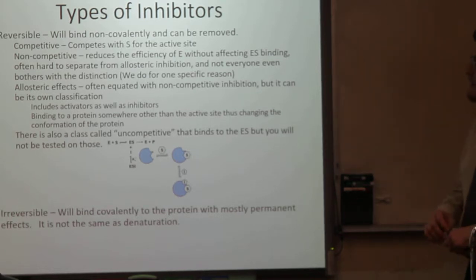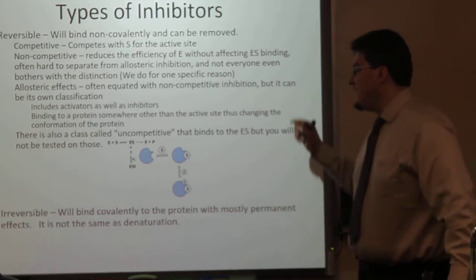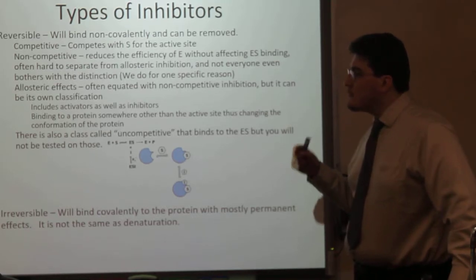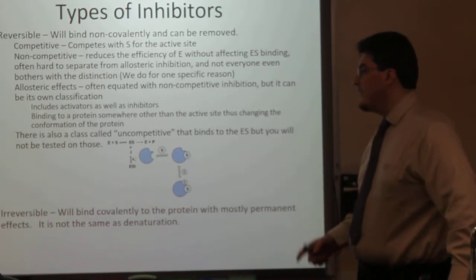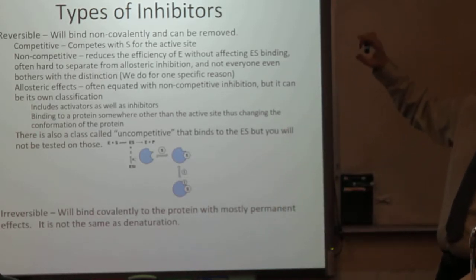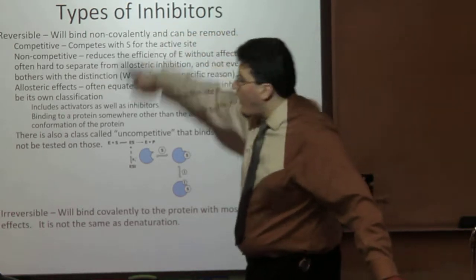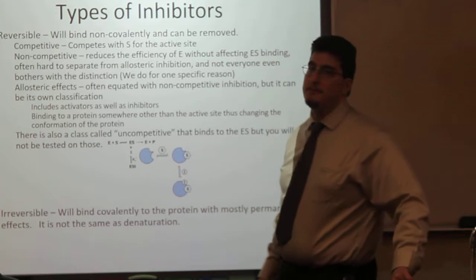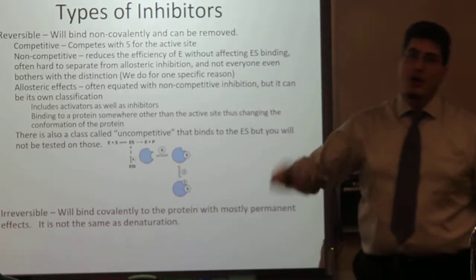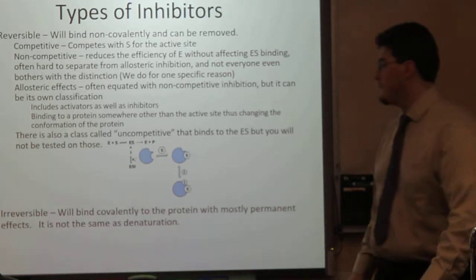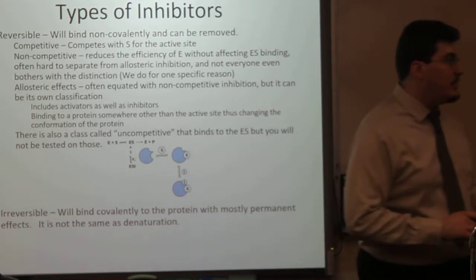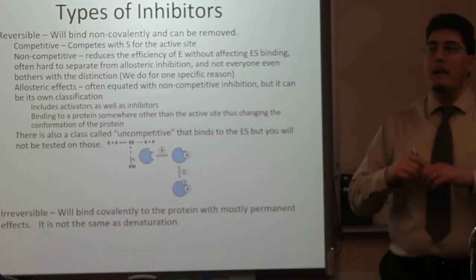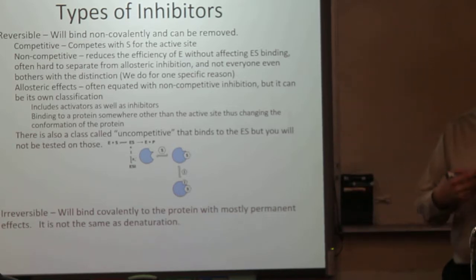There's also uncompetitive, where the enzyme substrate complex is bound to by the inhibitor specifically, but you won't be tested on it. Irreversible. Reversible can be found in all of these types, so can irreversible. The only difference is that irreversible will have a covalent bond form. So it will be mostly permanent effects. It is not the same as denaturing the enzyme. It is covalently bonding to the enzyme and preventing its use in the future.